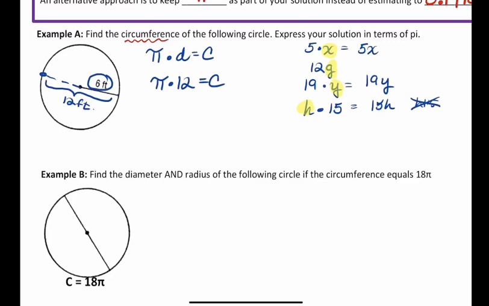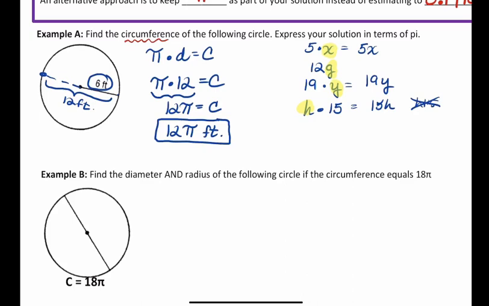So what you're going to do is just put those together. Pi times 12 is 12 pi. And that's it. You don't have to do anything else to that. So 12 pi, I actually should write it like this: 12 pi feet. Now, if you think about it, that's a very accurate answer.